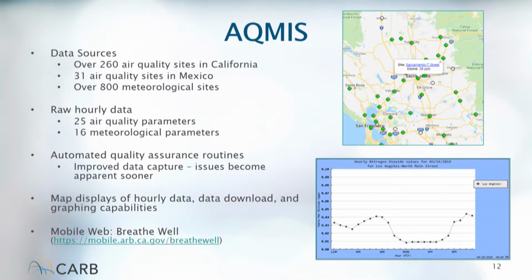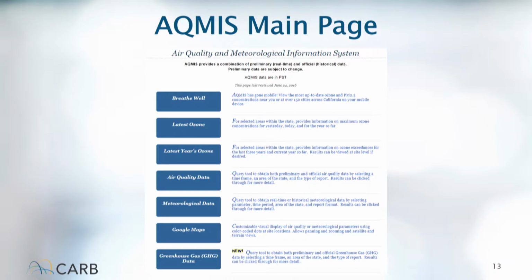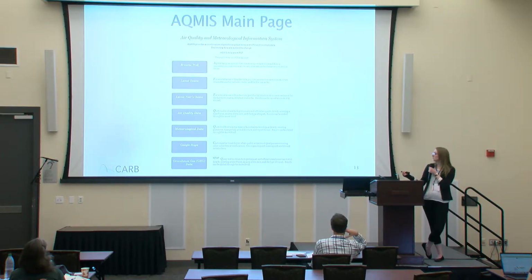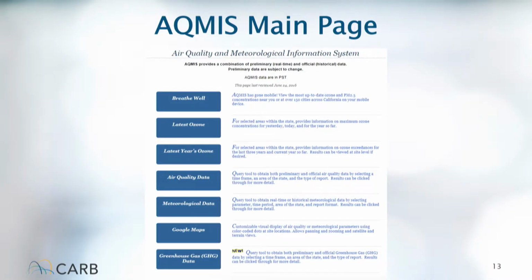And one of our simplest tools is our Breathe Well tool, which I'll highlight in a subsequent slide, but it is a very public-friendly tool that is very visual. So here we have a screenshot of our ACMAs homepage, and as with the ATOM pages that we saw before, we provide various tools and ways of getting at the data in ACMAs. We have a couple of ozone tools. We have an air quality data tool, which gets at basically all of the other parameters, as well as visual tools like a Google map that is updated hourly with preliminary data. And then we have the Breathe Well tool, which is that very public-friendly tool again.